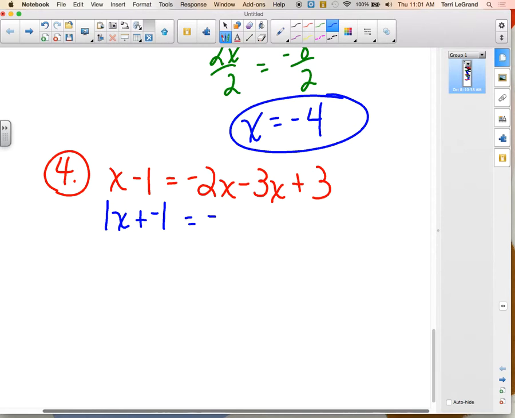This is a negative 2x. It's not a subtraction. It's a negative sign. Change this subtraction to add the opposite. So it'll be plus a negative 3x. Don't need to worry about that addition. We'll leave it as it is.